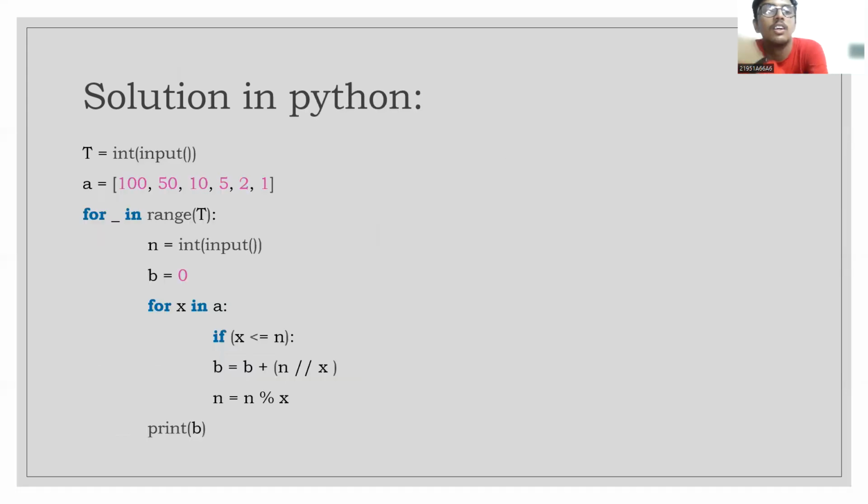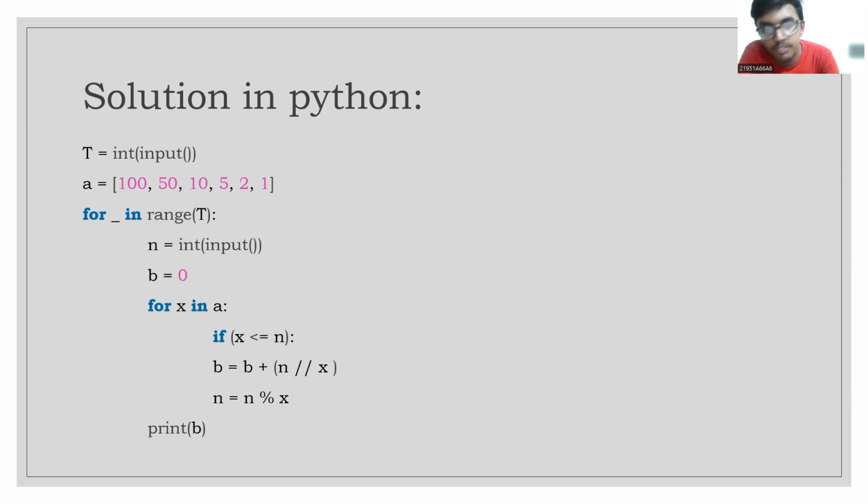Solution in Python. T is equal to int of input; int means integer. A is equal to a list: A is equal to 100, 50, 10, 5, 2, 1. For in range of t, n is equal to int of input. B is equal to 0. For x in A: if x is less than or equal to n, b is equal to b plus n by x. N is equal to n modulo x.